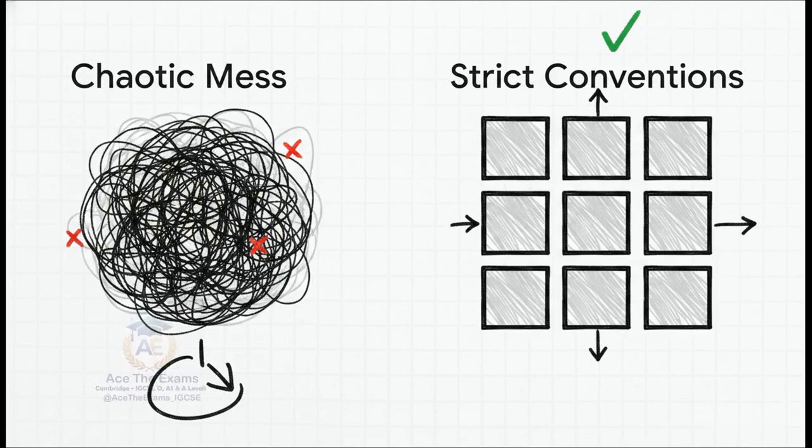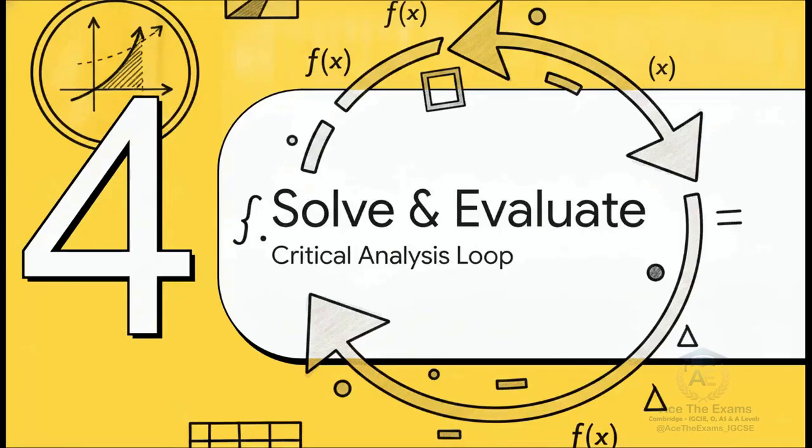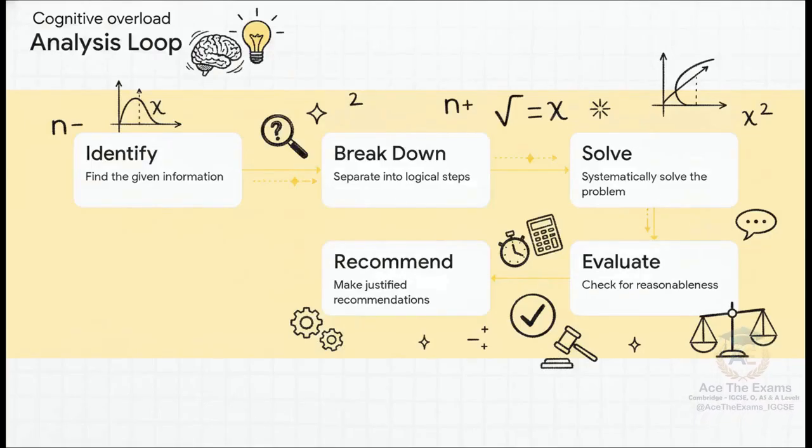These are the academic benchmarks that structure your logical reasoning. If your paper is just a chaotic, scribbled mess of numbers, you are actively throwing away method marks. Which brings us nicely to Section 4. Deconstruct, solve, and evaluate. When you're deep into a complex, multi-stage analysis, cognitive overload is a very real threat.